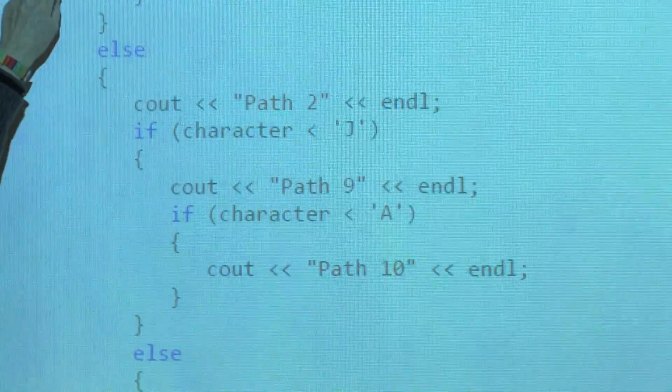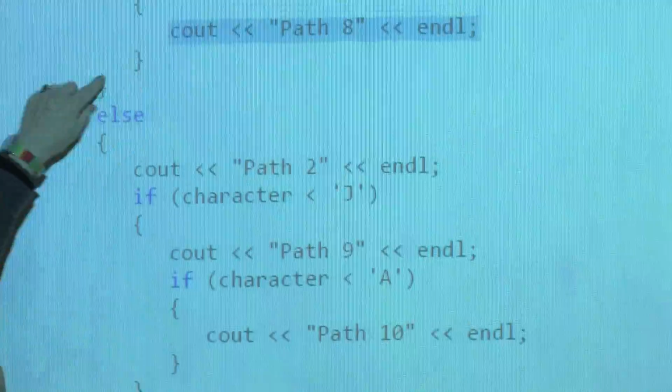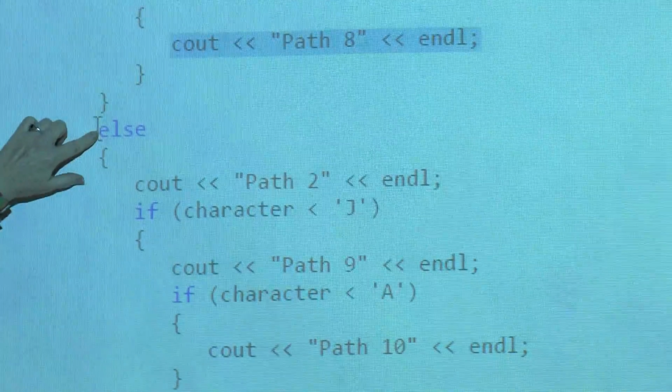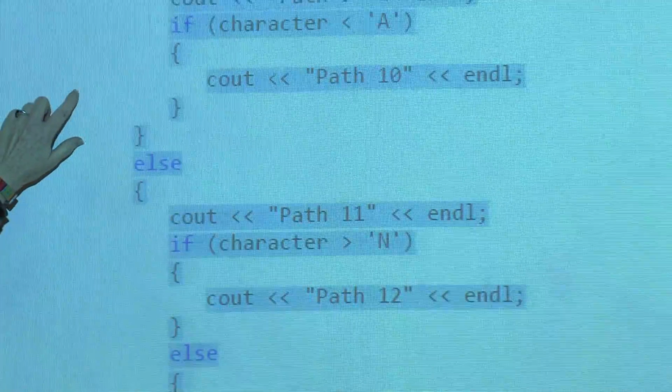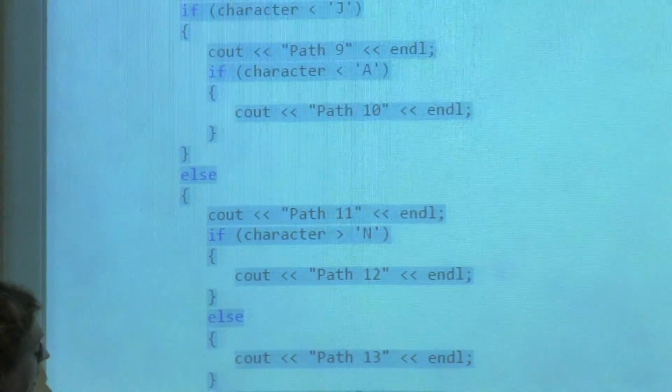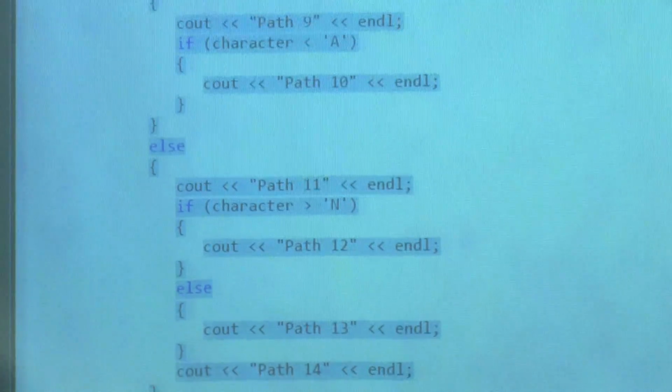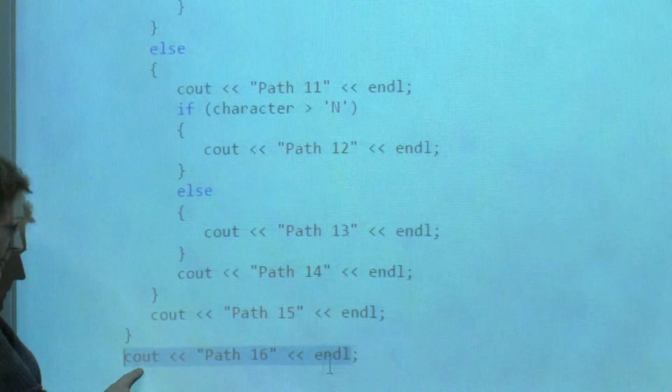Okay, so it's going to then finish that, it finished the if. What happens to this entire else down here? Skip. Skips the entire else. So what's the last output? Path 16.